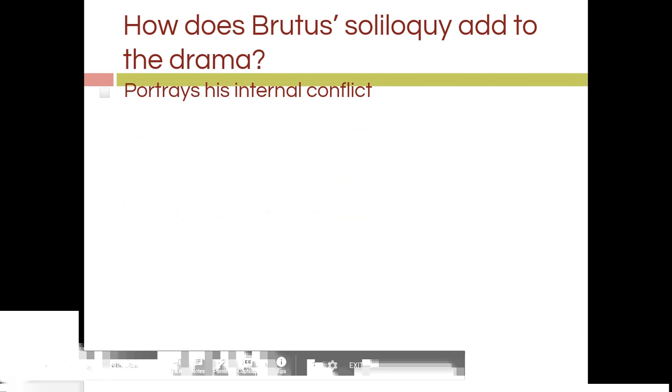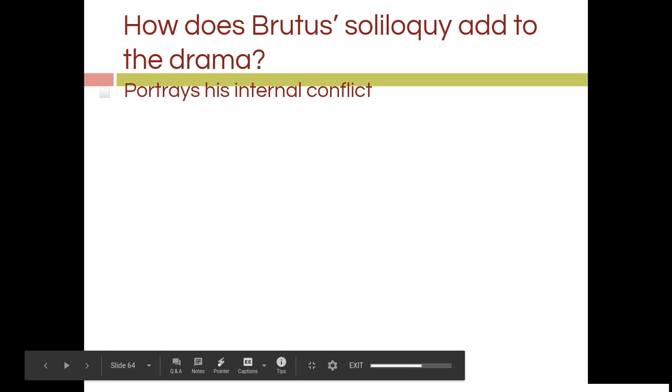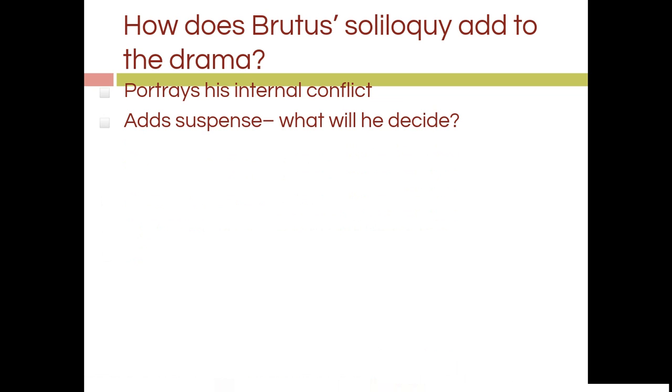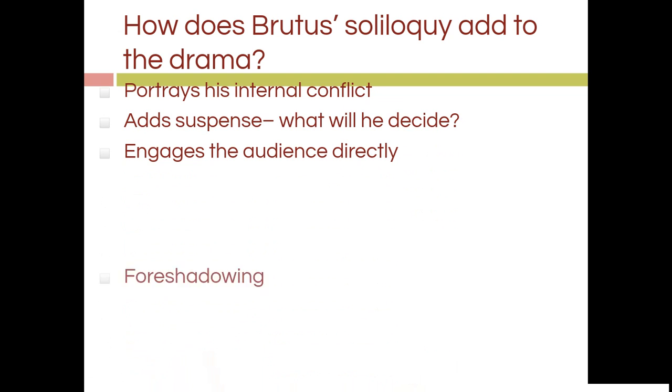So what you should have noticed is that, number one, it portrays his internal conflict. When we think about drama, we're thinking about engaging with the audience and building up suspense, right? And engaging the audience with lots of human interest and human emotion. So this shows you his internal conflict. He's not sure whether he should kill Caesar or not. And so it adds suspense. What will he decide? What will he decide to do? It engages the audience directly. He's speaking directly to the audience, and it foreshadows what is going to come.